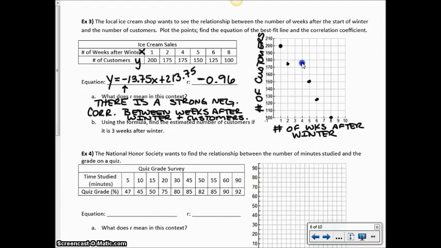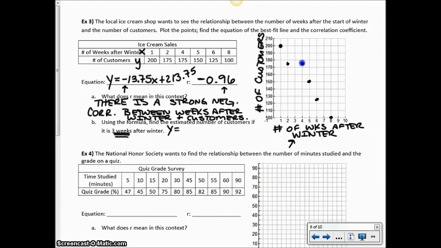Okay, I kind of had to squeeze it in there. So what it says is there is a strong negative correlation between the weeks after winter and customers. A strong negative, because it is close to negative 1, so it's got to be negative. So it says, using the formula, find the estimated number of customers if it is 3 weeks after winter. Well, weeks was our x, so we're going to make sure that we plug in 3 for x.